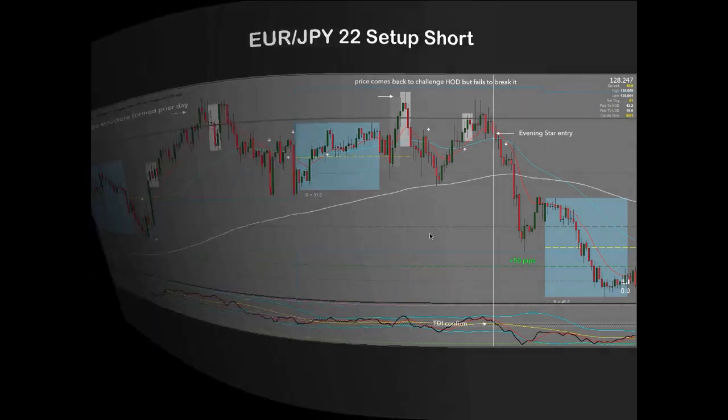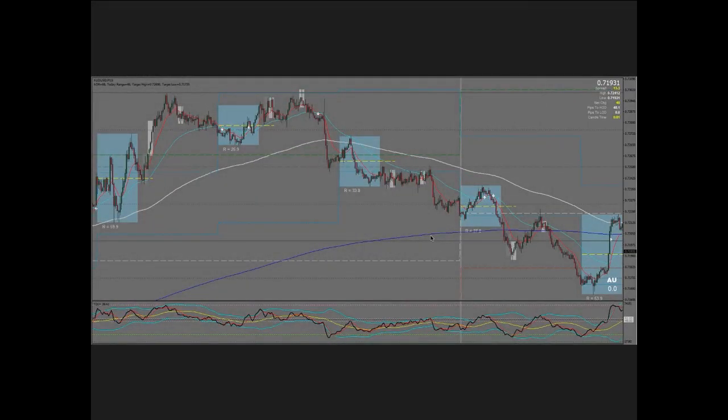All right, and next setup, one more 2-2 setup I want to show you on the Aussie dollar. I had to blow this out, zoom this out so you can see the full move and the potential of these setups here. Sorry, my slides are a little bit out of order here.